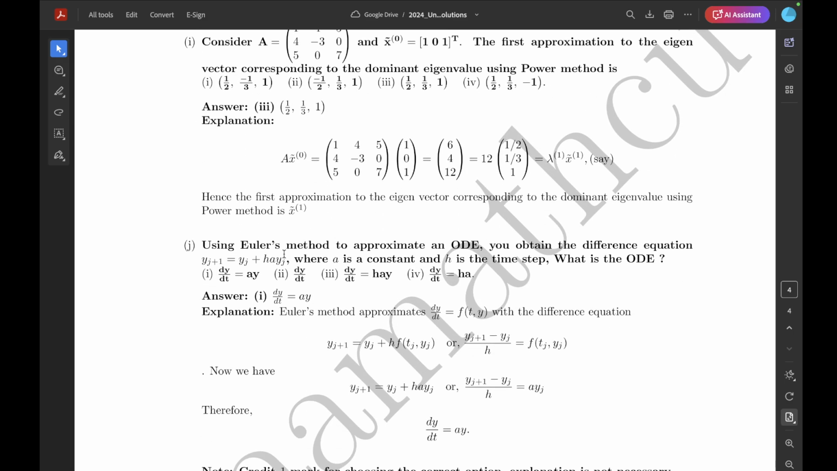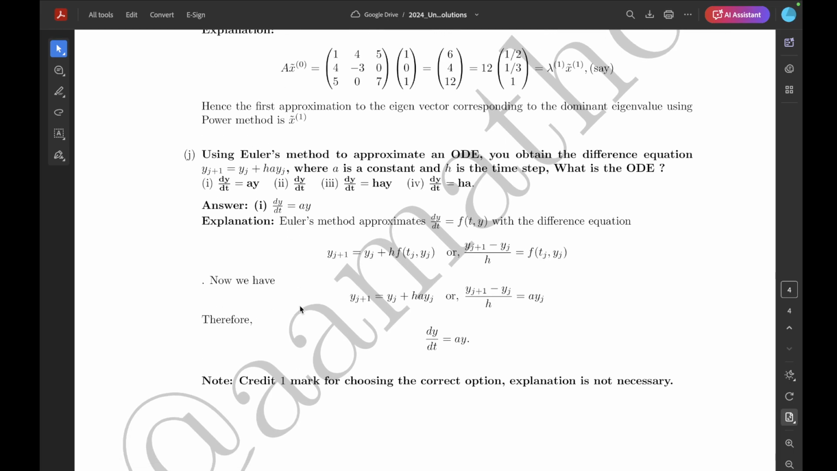Question J. Using Euler's method to approximate an ordinary differential equation, you obtain the difference equation y(j+1) equal to y_j plus h a y_j, where a is a constant and h is the time step. What is the ordinary differential equation? The correct option is 1, dy/dt equal to ay.